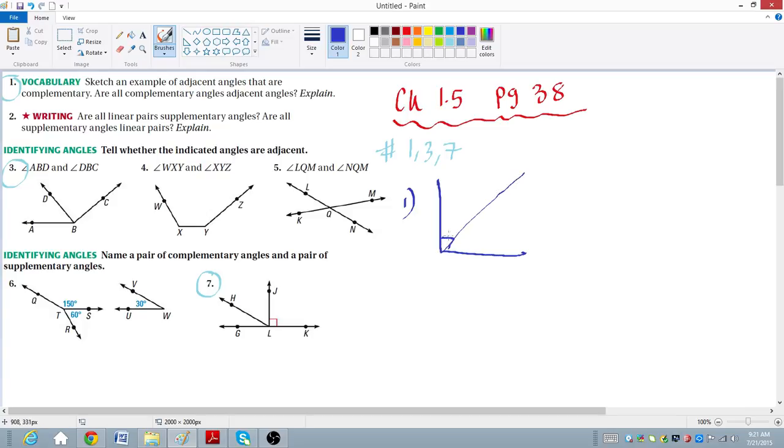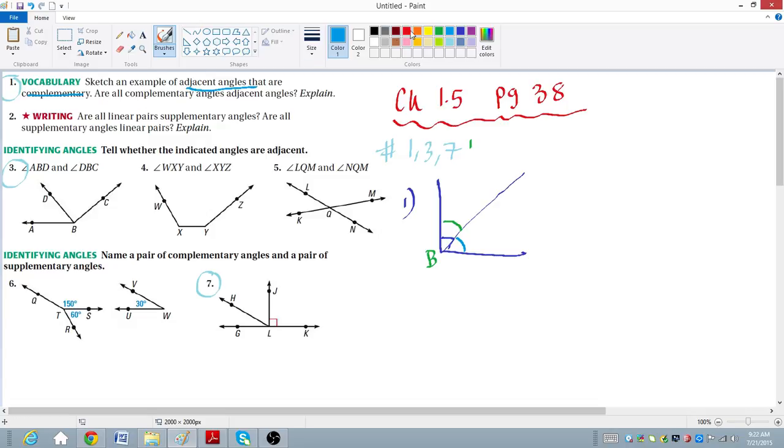So you see how it shares the same vertex. If I look at this angle right here, let's call this vertex B, and then if I look at this blue angle right here, the vertex is still vertex B. So it shares a common vertex. So that's an adjacent angle that are complementary. The complementary part is the 90 degrees, and the adjacent part is they share the same vertex.